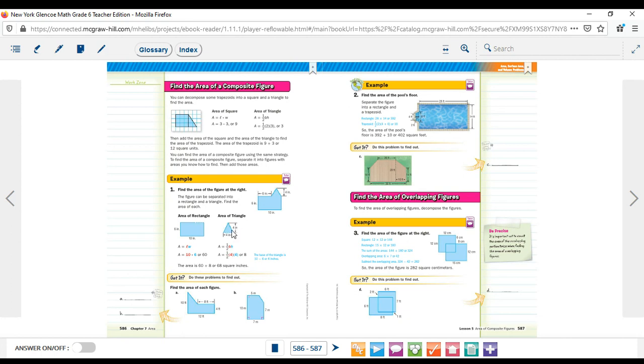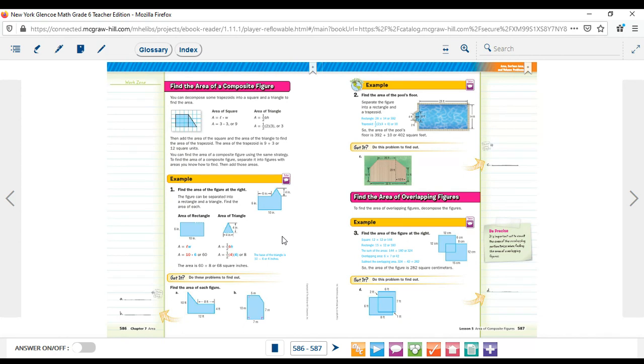And the area of a triangle, the formula is half of base times height. The base is 4, the height is 4. So you're going to write half of 4 times 4, which is going to then equal 8. What you need to do then is add the two areas together. 60 plus 8 is equal to 68 square inches, okay, or 68 inches squared.